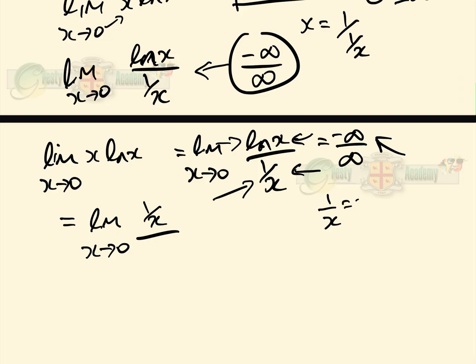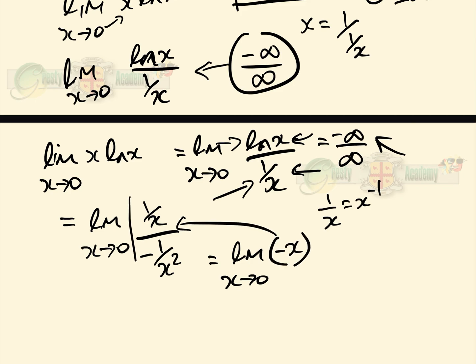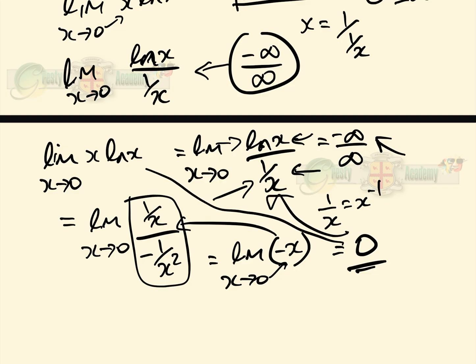Well, 1 over x equals x to the minus 1, so the differential of that is minus 1 over x squared, and tidying that up, that equals the limit as x approaches 0 of minus x. Of course now we can just put x equals 0 in there, and the limit is equal to 0. And so therefore, by working out the limit of the derivative to be 0, we now know also that the limit of the original thing is equal to 0. So that's how we could do that.